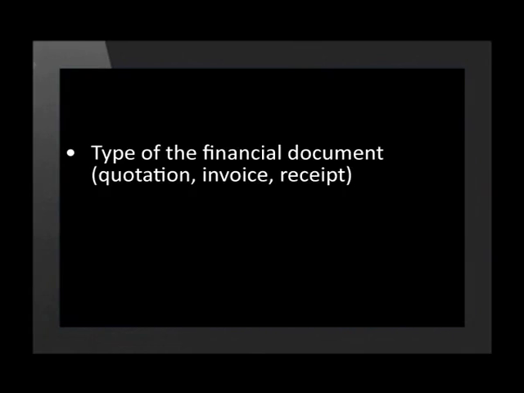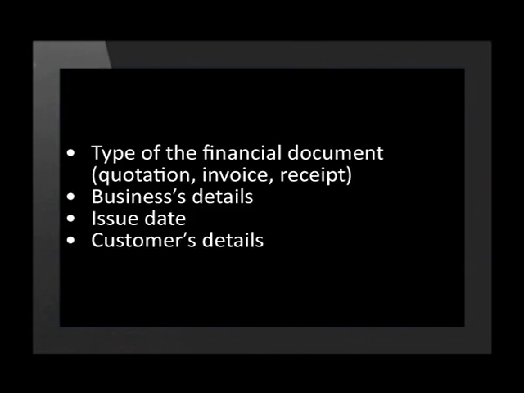At the top of the document, you will find the type of the financial document, for example, quotation, invoice, or receipt. The business's details, including their name and contact information, the issue date of the document, the customer's details, including their name, contact details, and account number. Some financial documents, like receipts, don't need to list the customer's details.